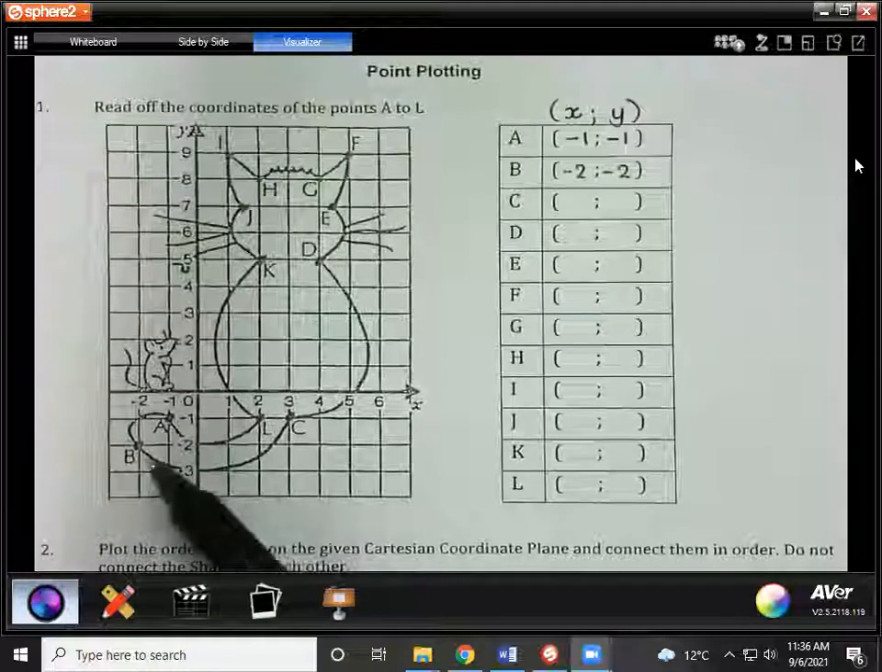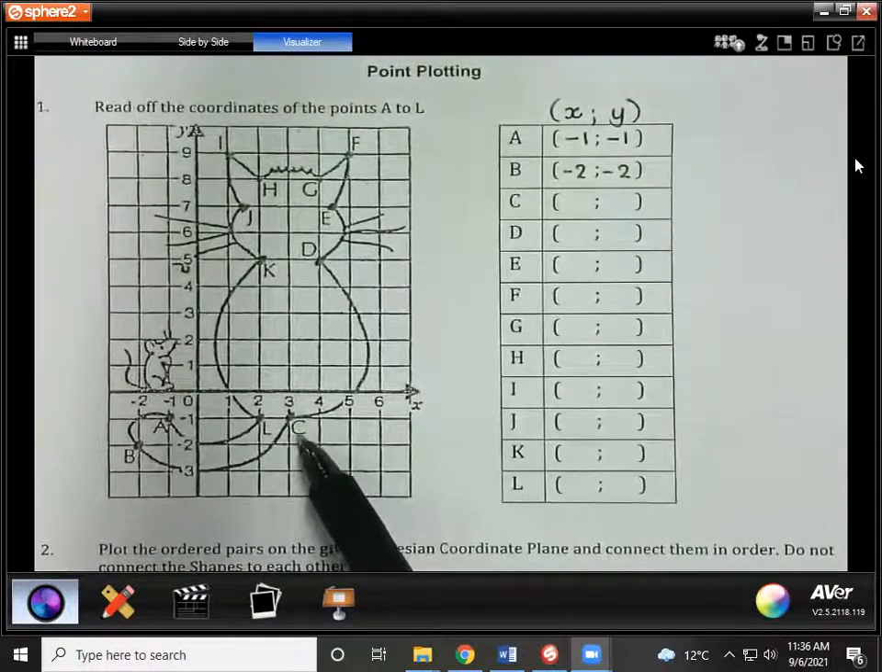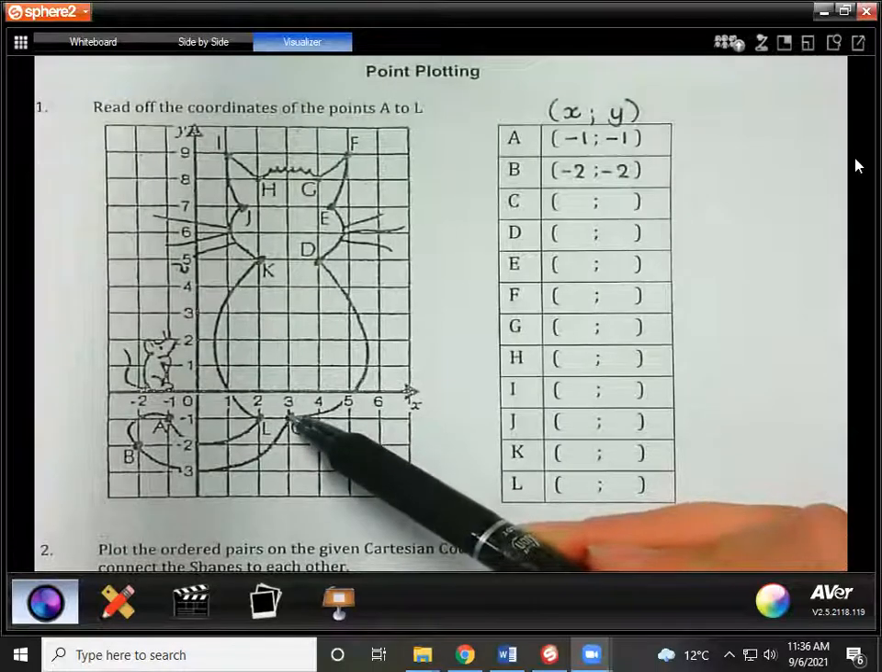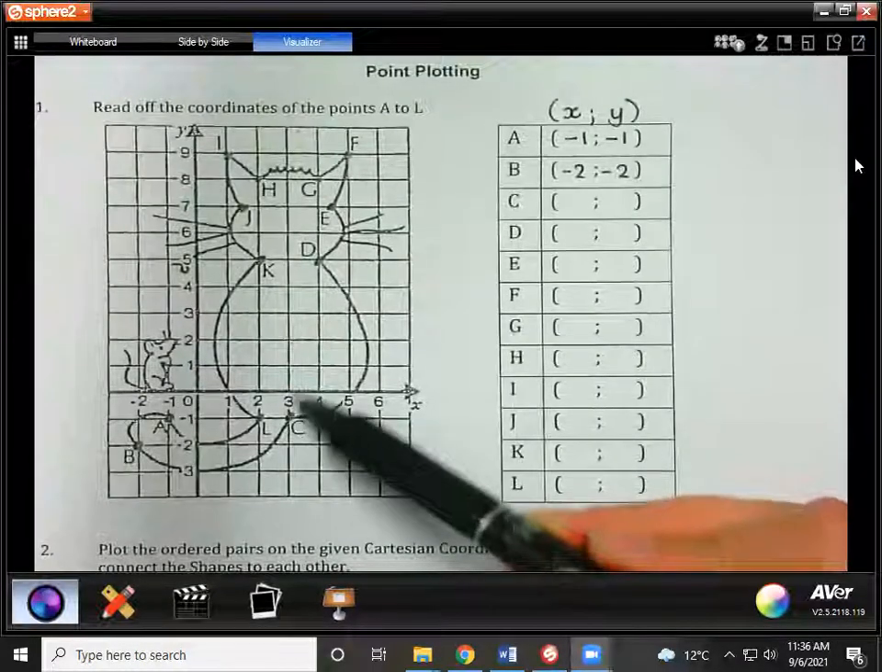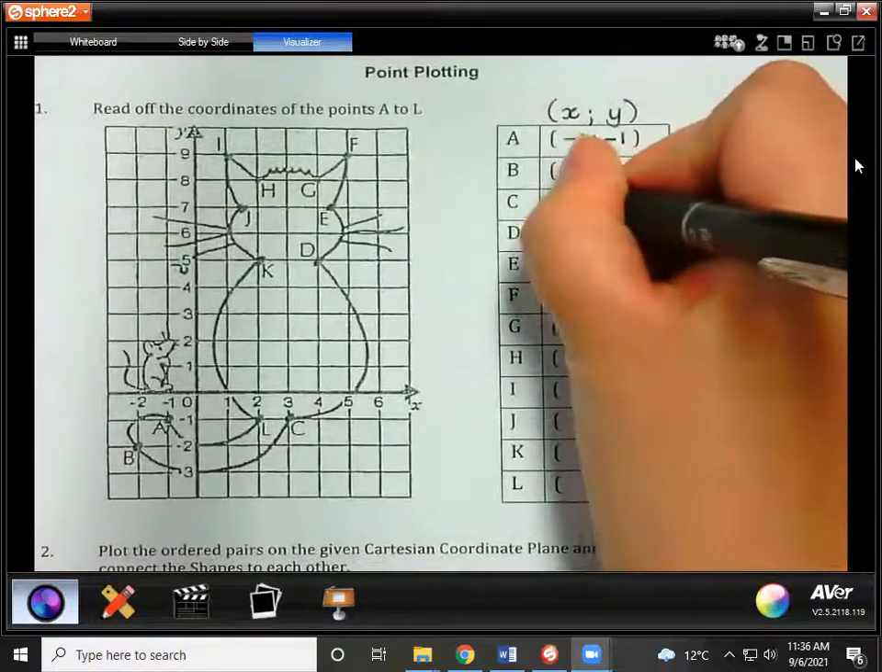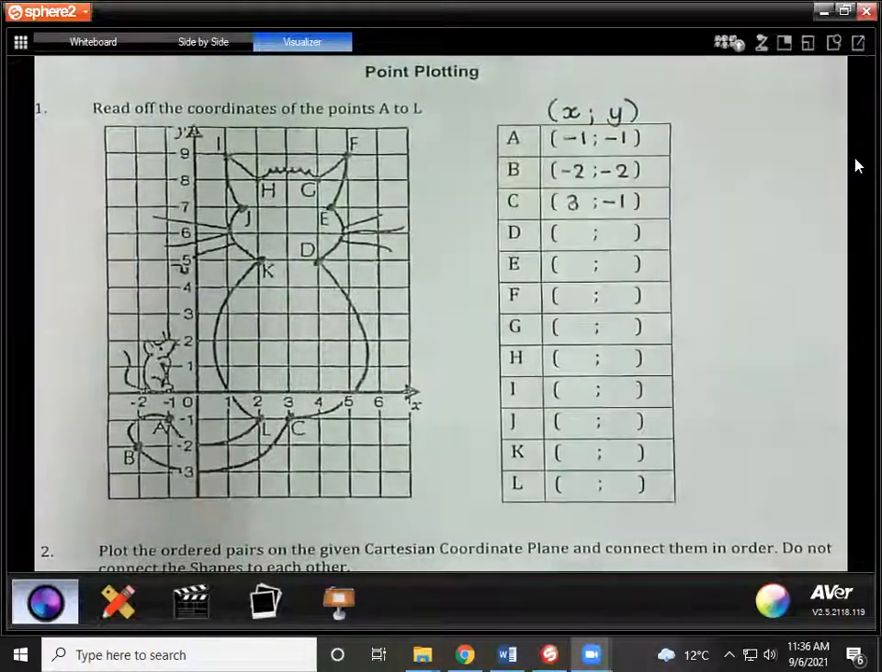Let's look for C. C is over there. All right, just find C on your picture. C is directly in line with 3 and -1. So C is 3, -1. So you're going to do that for all of them. All right. Yes.